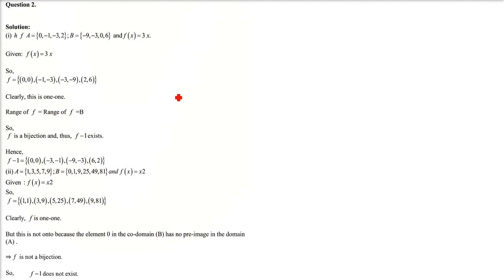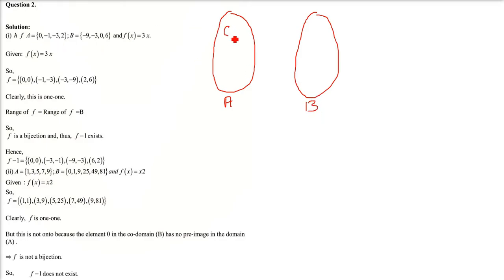Coming to question number 2. Find f inverse if it exists, where f is from A to B. There are two subparts of this question. The first one is A is given, B is given, and f(x) is given as 3x. Let us match A and B using the function given as 3x. 0, -1, -3, 2. f(x) is 3x.